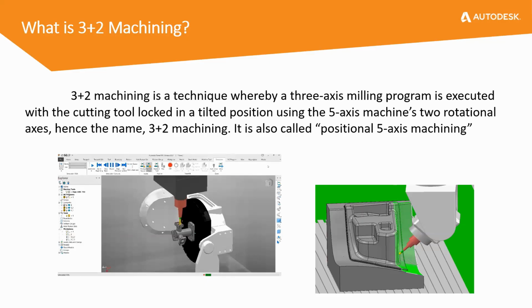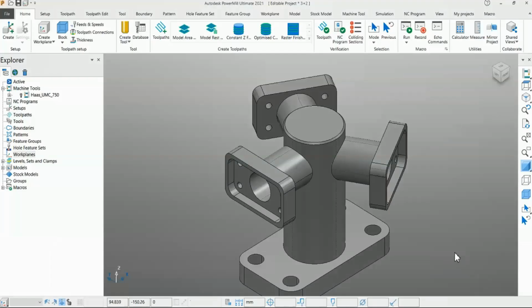Let's start with 3+2 machining. It is a technique where we lock 2 of the rotational axes in a 5-axis machine and execute a 3-axis milling program with the cutting tool. Hence the name 3+2 machining, or positional 5-axis machining. Let us see how to create a 3+2 toolpath in PowerMill.